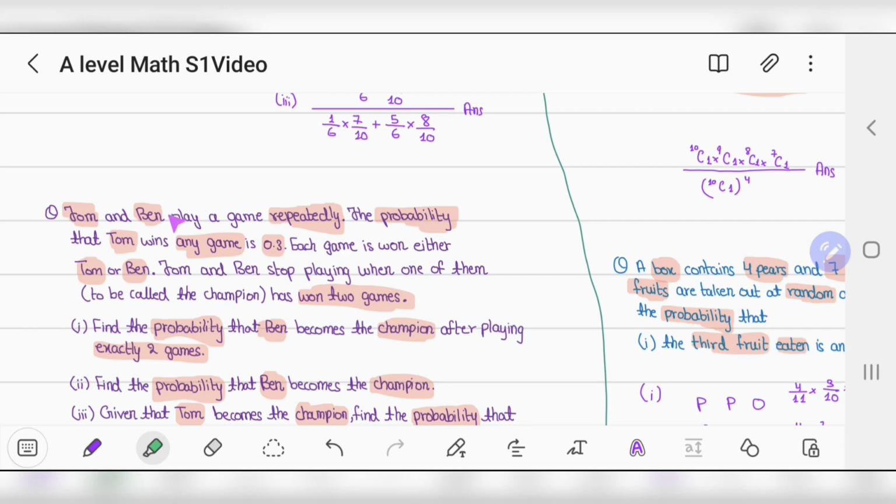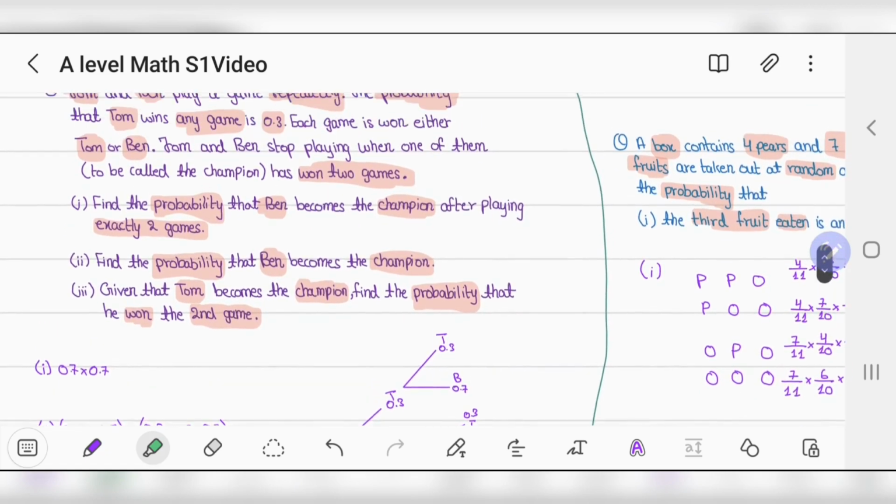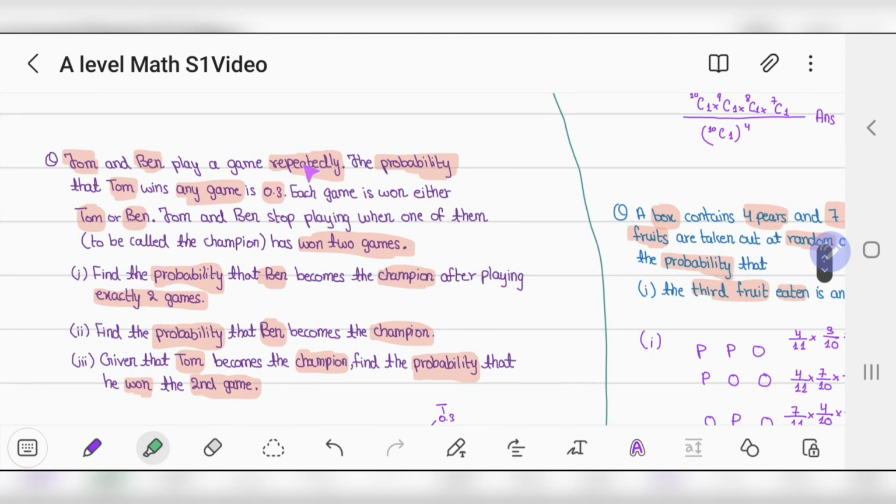Which means the probability that Ben wins the game is 0.6. So 0.6 times 0.6. That must be, oh wait, 0.7. 0.7 times 0.7. Then part 2, find the probability that Ben becomes a champion.